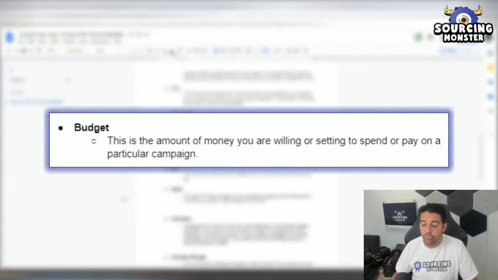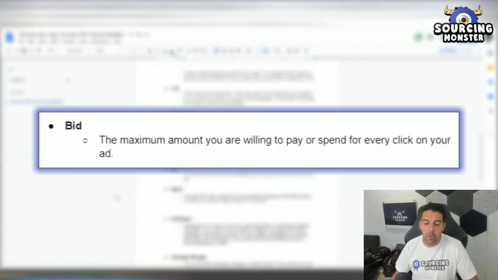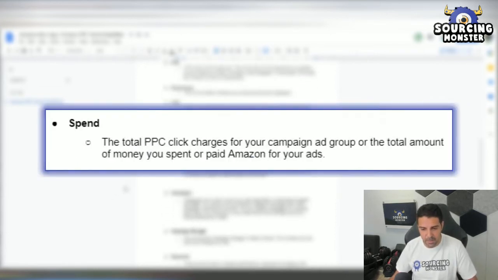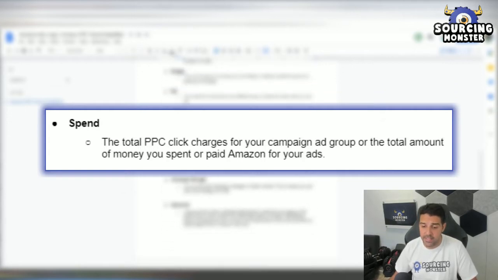Budget. This is the amount of money you're willing or setting to spend or pay on a particular campaign. Bid. The maximum amount you're willing to pay or spend for every click on your ad. Spend. The total PPC click charges for your campaign or ad group, or the total amount of money you paid Amazon for your ads.